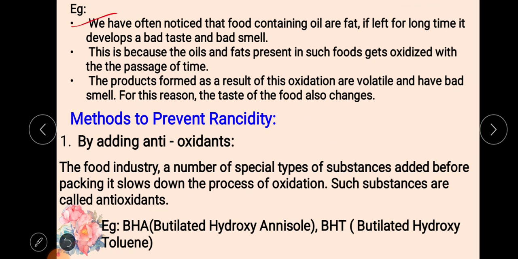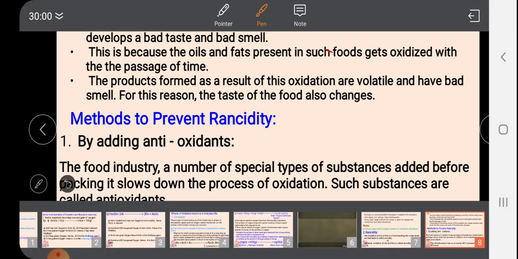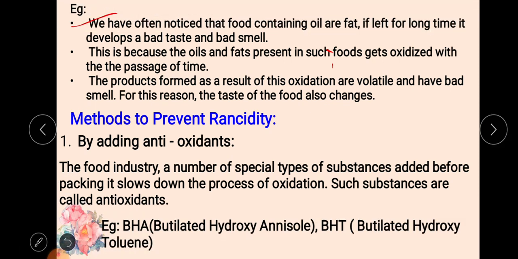For example, we have often noticed that food containing oils and fat, if left for a long time, develops a bad taste and bad smell. This is because the oils and fats present in such foods get oxidized with the passage of time. If food is kept open, it adds oxygen and loses its taste because it oxidizes. The products formed as a result of this oxidation are volatile and have a bad smell. For this reason, the taste of food also changes.